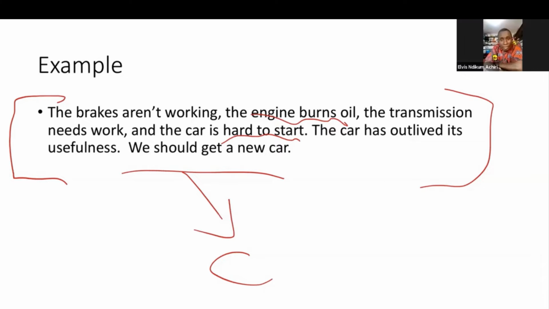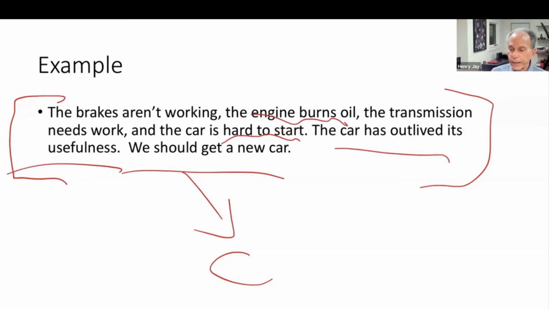The car is outlived. Yes, excellent. That's another claim. And the brakes aren't working. The engine burns oil, meaning it burns more oil than it should. The transmission needs work. The car is hard to start. You should get a new car, or the car has lived its usefulness. Those are claims, and the other statements are premises.